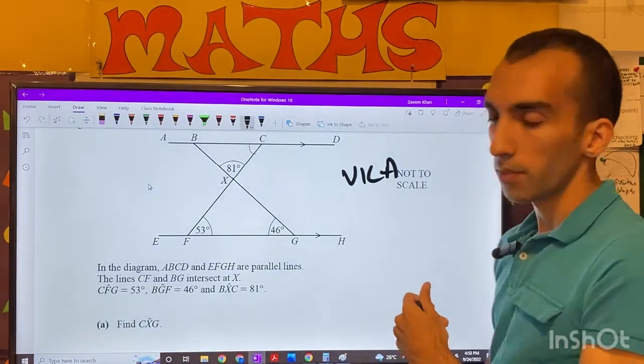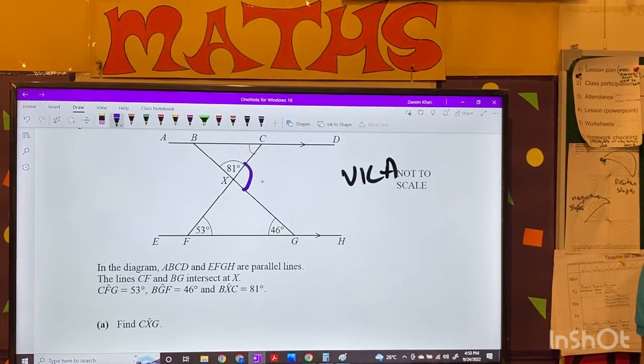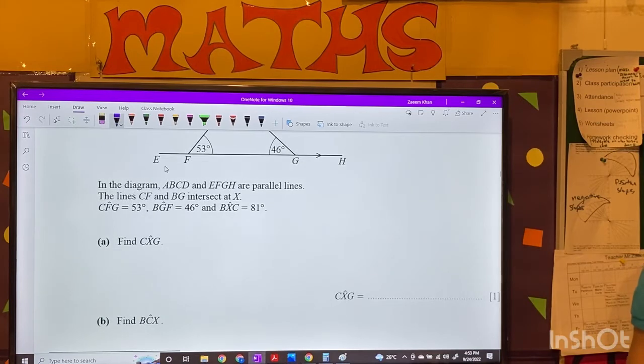Angles of a straight line use like here. Angles of a straight line, they add up to 180. So this angle is gonna be 180 minus 81, and that gives us 99. Perfect. BCX.